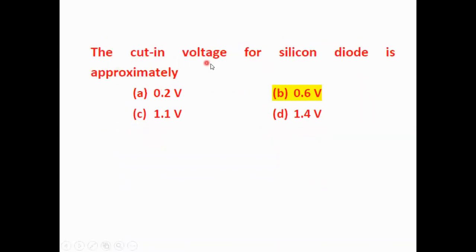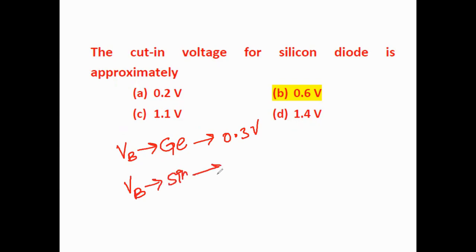See, the cutoff voltage for a silicon diode is approximately, cutoff voltage is nothing but barrier potential. We take that barrier potential for germanium is 0.3 volts. Barrier potential for silicon is 0.7 volts. So 0.7 is not there. Near value, we have to choose it.